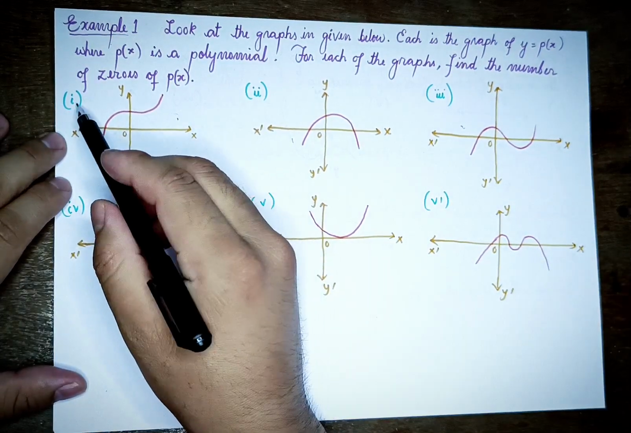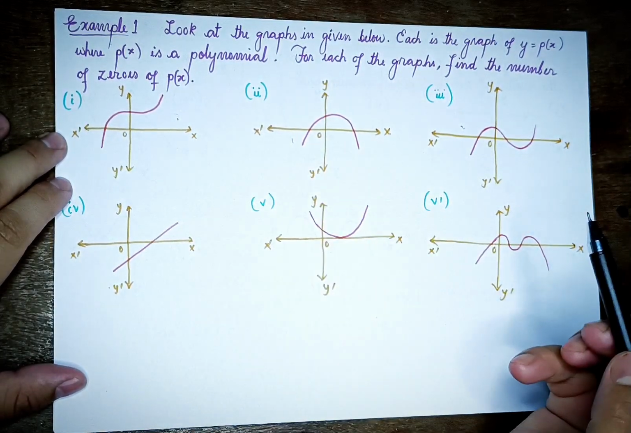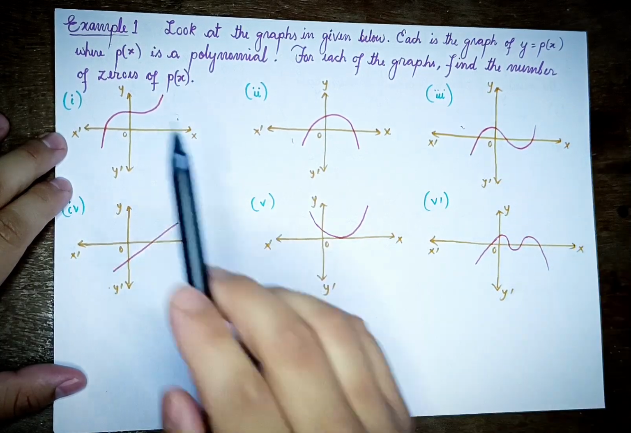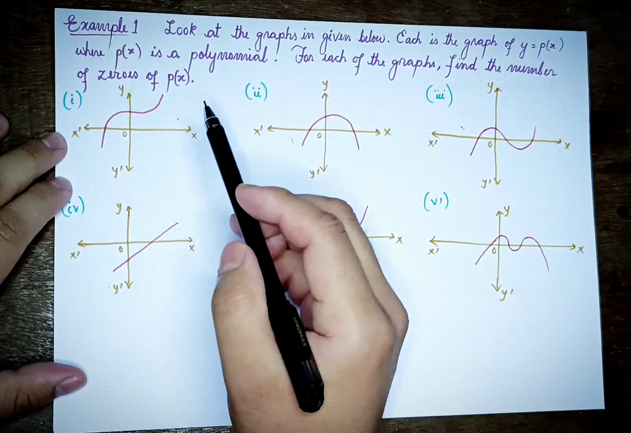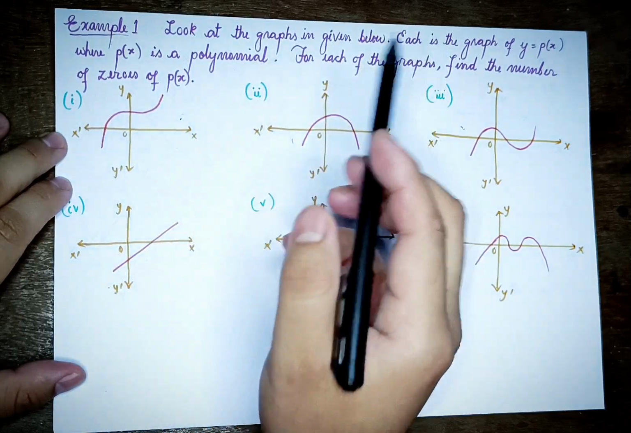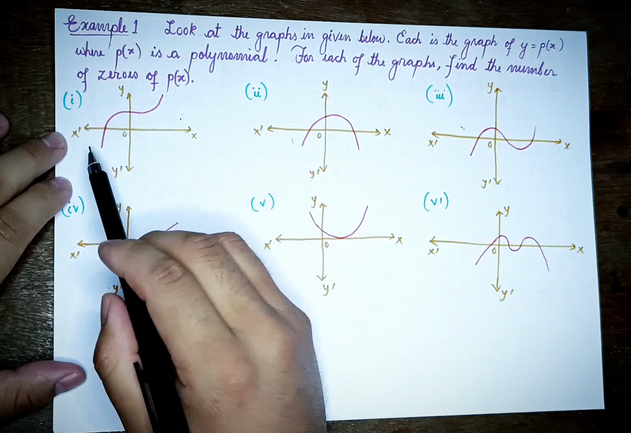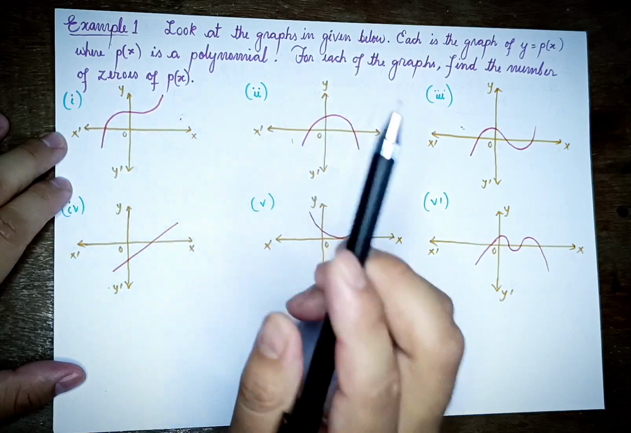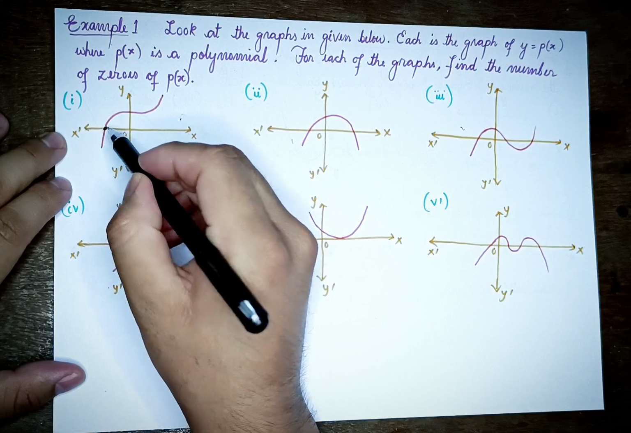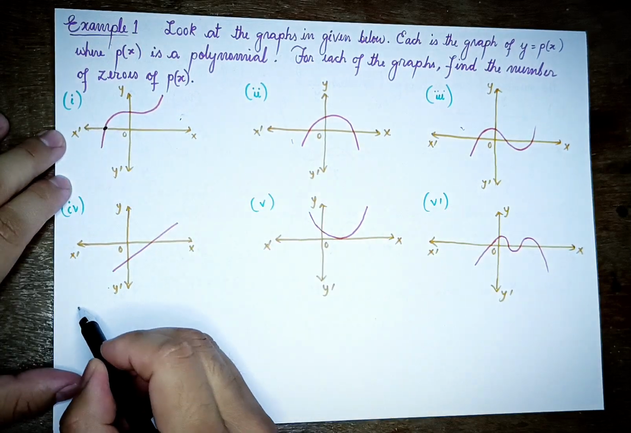Okay, let's solve it. Roman number 1. We already know how we find the number of zeros. We can know the number of zeros by looking at the graph and the x-axis intersecting point. So this graph and the x-axis intersect at only one point. So Roman number 1 will have only 1 zero.